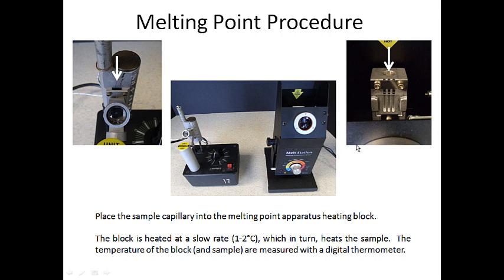Vernier system. So we place the solid in there, and then we heat the sample at a very slow rate, usually 1 to 2 degrees Celsius. And ideally then, as the block is heated, the sample's heated, so that we're measuring the temperature of the block, and when the sample melts, we'll be able to measure the melting point of the sample.